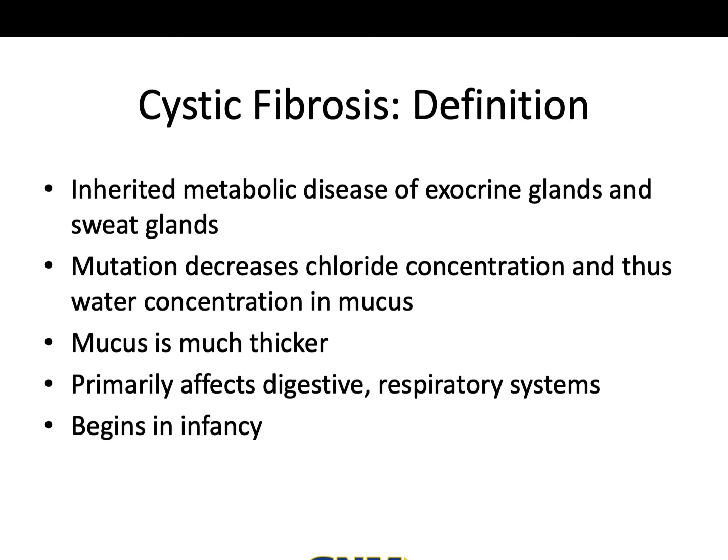Basically, this usually begins in the infant years of our patients. It really affects the digestive and the respiratory systems, specifically because their mucus is much thicker than that of a quote-unquote normal person, all right? The chloride concentration in their mucus affects the water concentration in their mucus, and that's because it's an actual mutation, and that's why their mucus is much thicker. But this is actually an inherited disease. It's a metabolic disease of the sweat glands and our exocrine glands as well.